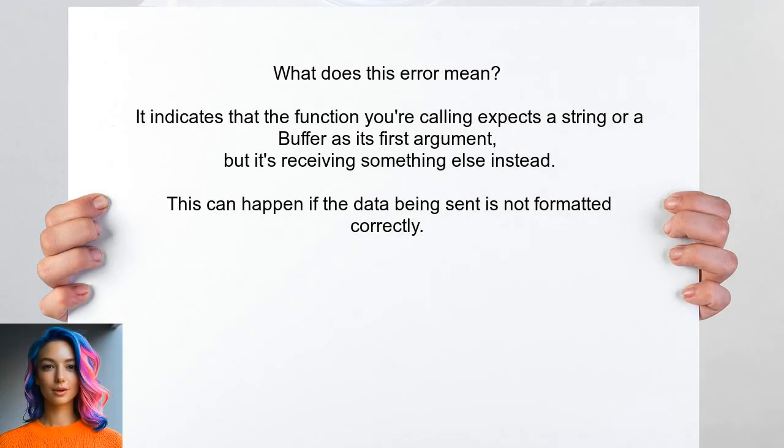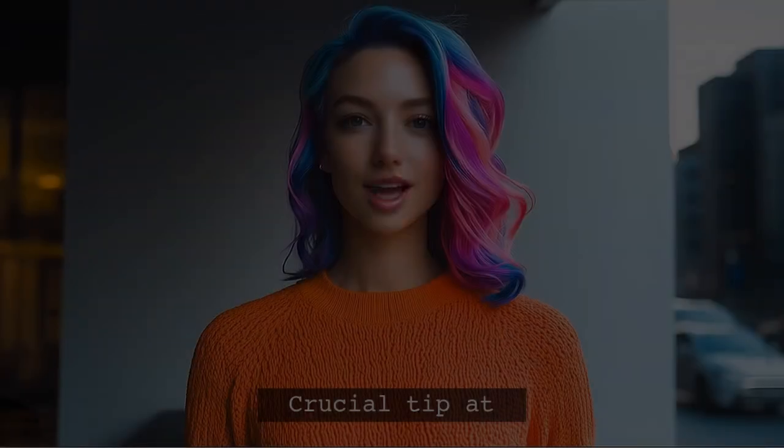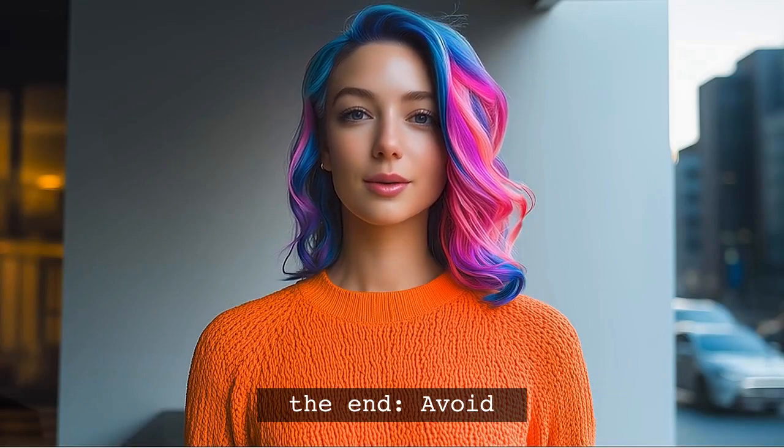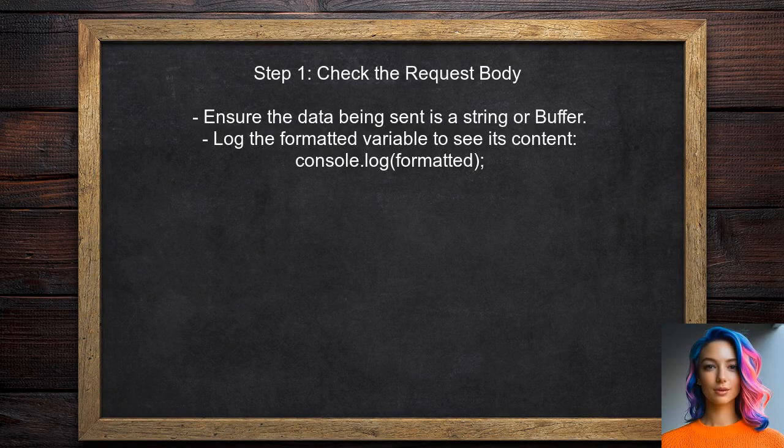So what does this error mean? Essentially, it indicates that the function you're calling expects a string or a buffer as its first argument, but it's receiving something else instead. This can happen if the data being sent is not formatted correctly. And stick around. I have a crucial tip at the end that will help you avoid this error in the future.